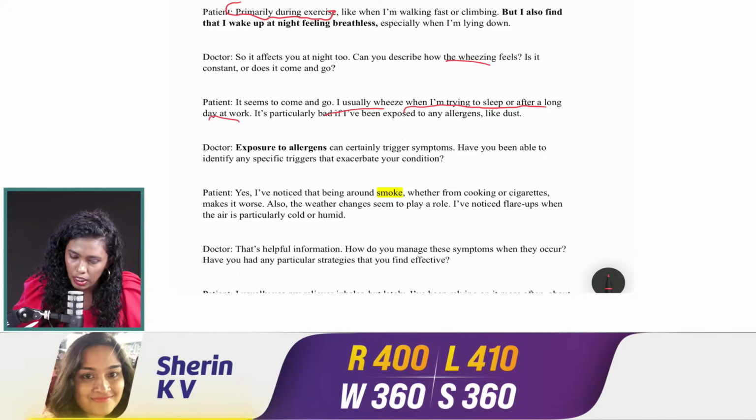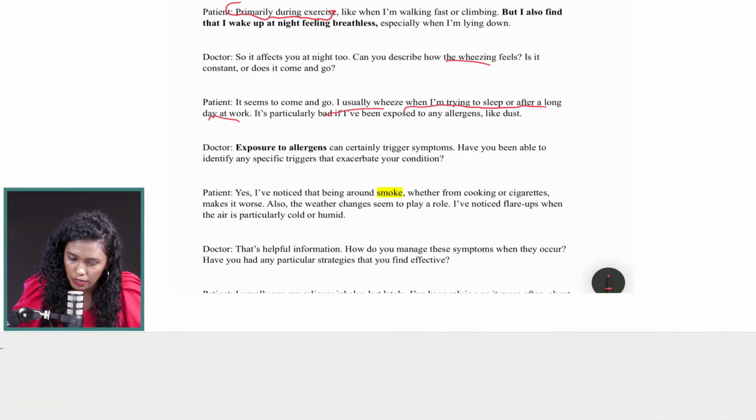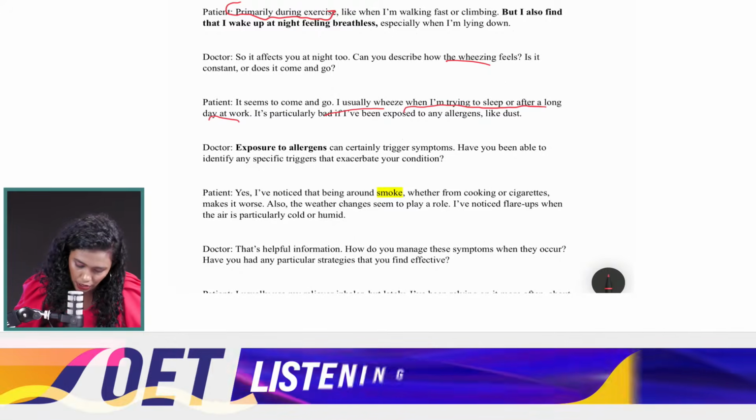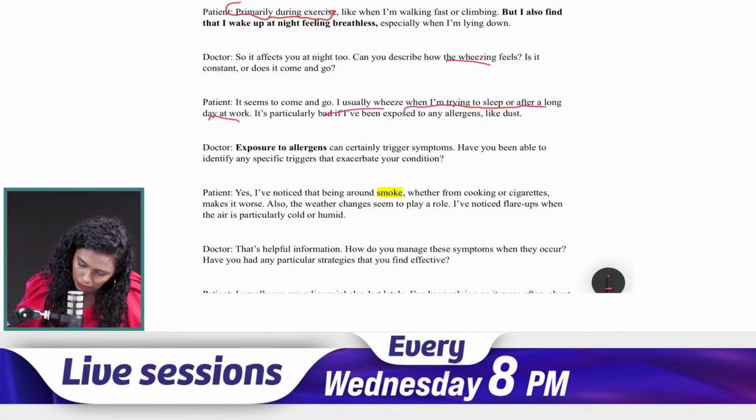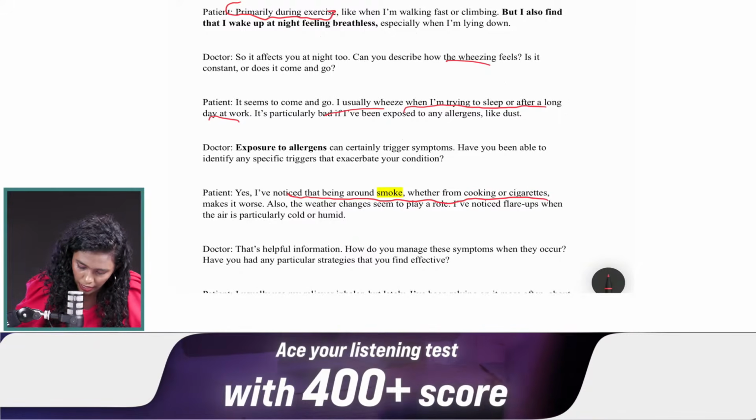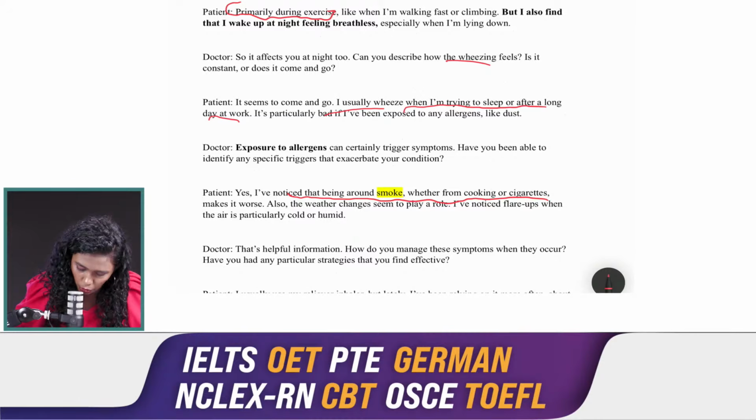Yes, okay. Now next question, that was question number 6. Notable triggers include dash and change in the weather. So the answer was smoke. I have noticed that being around smoke, whether from cooking or cigarettes, it is mentioned here. So that is again mentioning the word smoke over there.